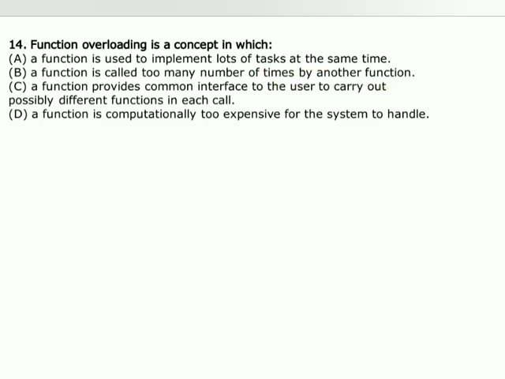Option C. A function provides a common interface to the user to carry out possibly different functions in each call. This is the correct one. Function overloading allows multiple functions with the same name but different parameters to act as a common interface, performing different tasks based on the arguments passed. Suppose you are executing a function area here. The area of a square needs only one parameter, that is s. So the area of a square is s square.